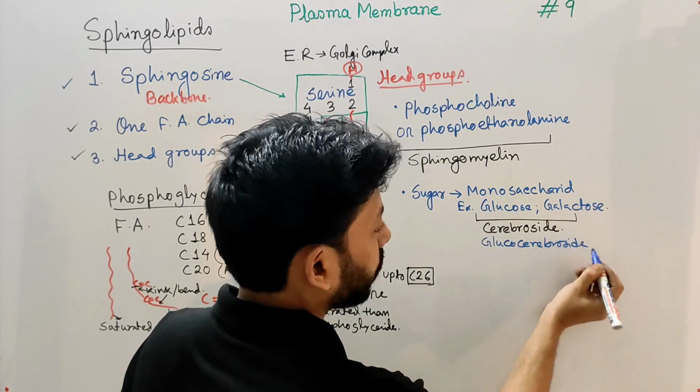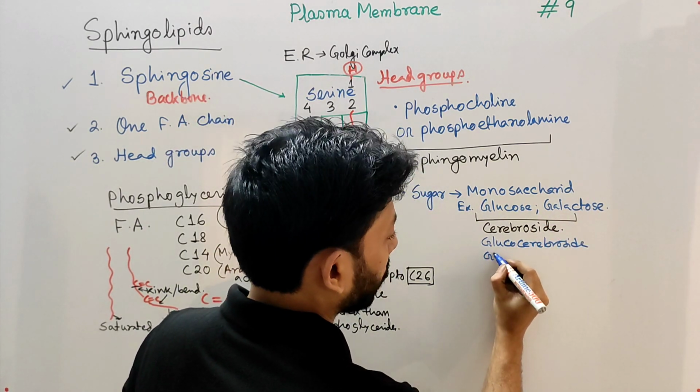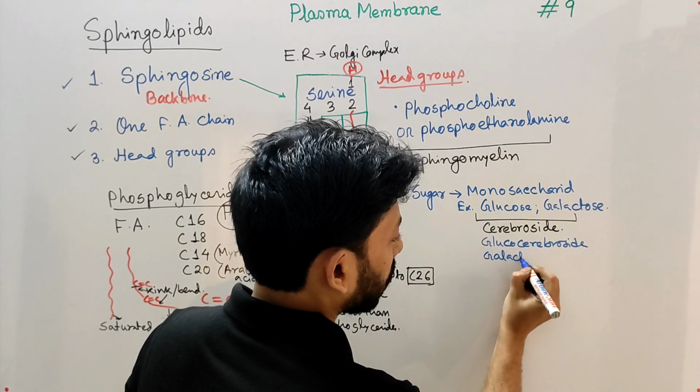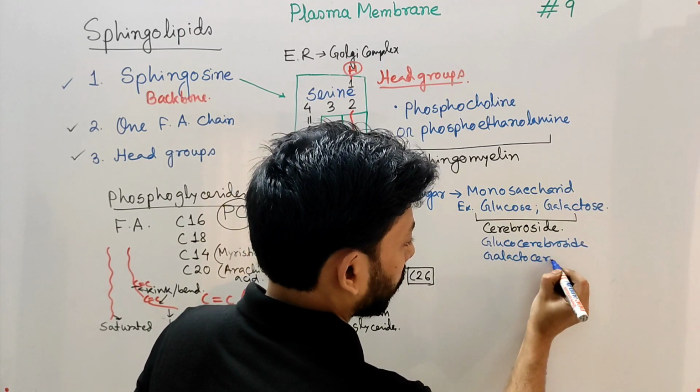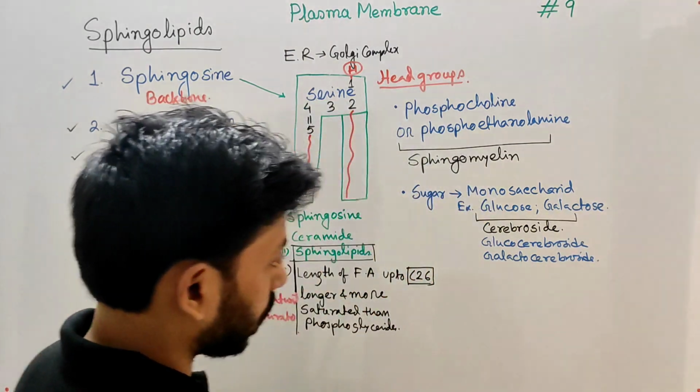glucocerebroside. Glucocerebroside. If the head group is galactose, we call the sphingolipid galactocerebroside. See, this is the naming of the sphingolipids.